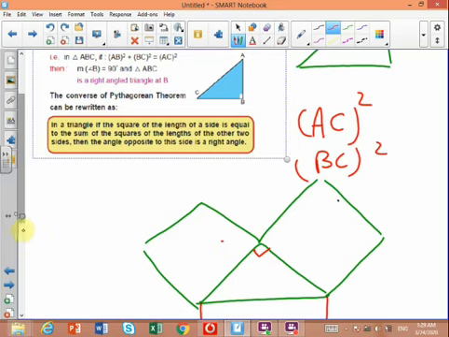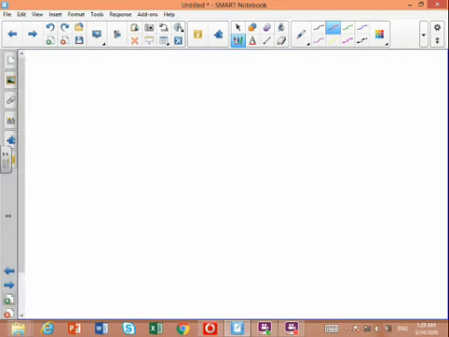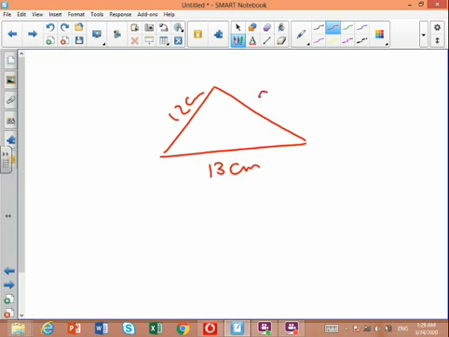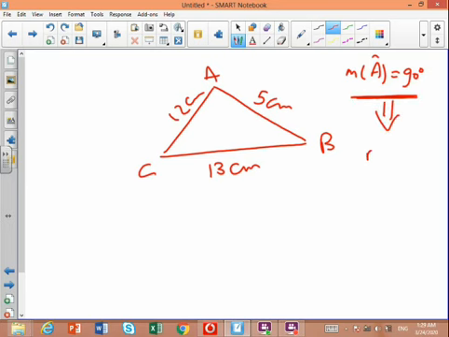Okay? Okay, let's take an exercise. If I have a triangle ABC, and for example, this side is 13 centimeter, this side is 12, and this side is 5, and I want to prove that measure of angle A equals 90. To prove that measure of angle A equals 90 means I want to prove that the triangle is a right angled triangle, right? How to prove it?